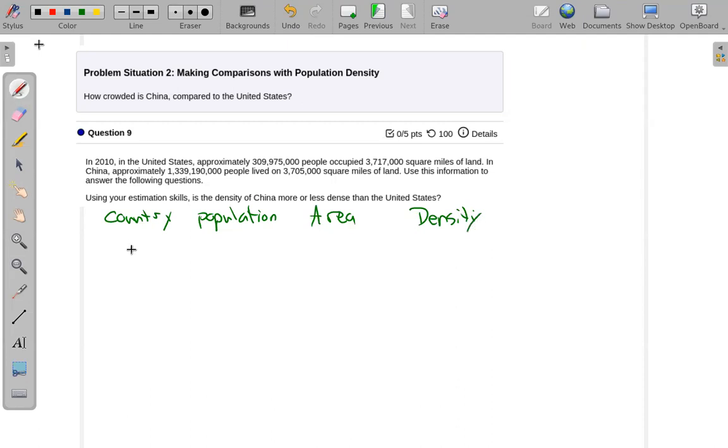So we have, let's see, the United States is given first. Population back in 2010 is 309,975,000 people, roughly, in an area of about 3 million square miles, almost 4 million square miles. So area is in miles squared. And then China had over a billion people.